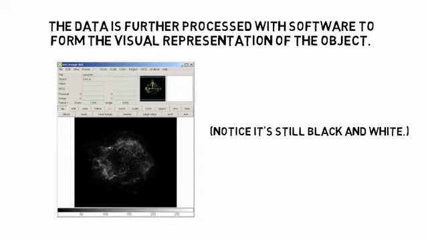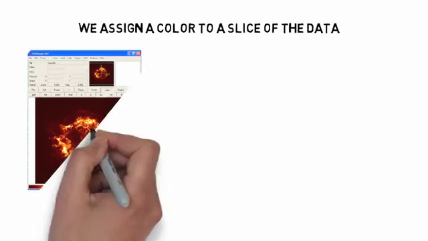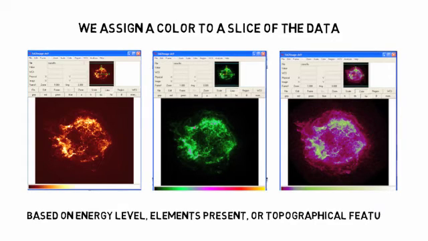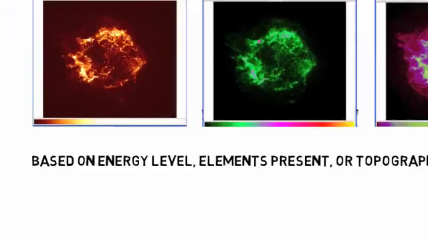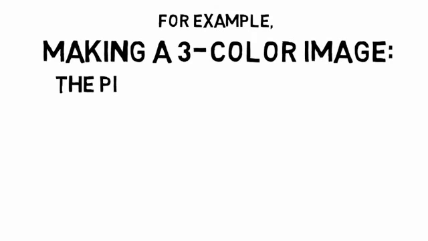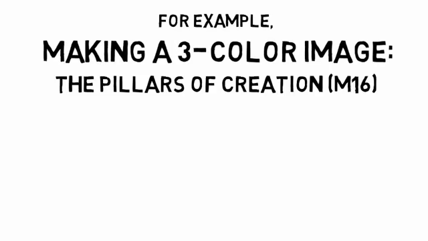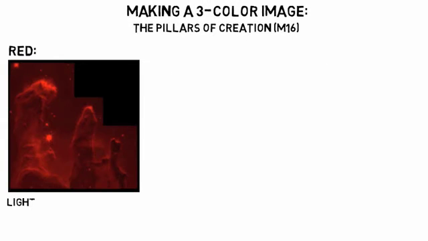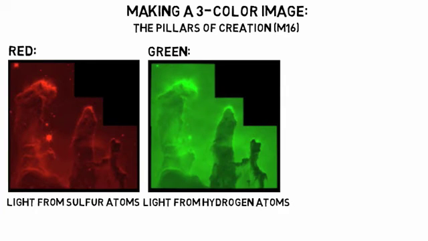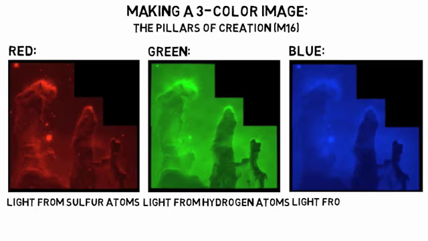Notice it's still black and white. We assign a color to a slice of the data based on energy level, elements present, or topographical feature. For example, making a three-color image, the Pillars of Creation, or M16. Red, light from sulfur atoms. Green, light from hydrogen atoms. Blue, light from oxygen atoms.